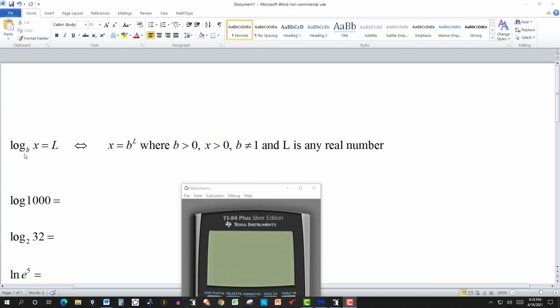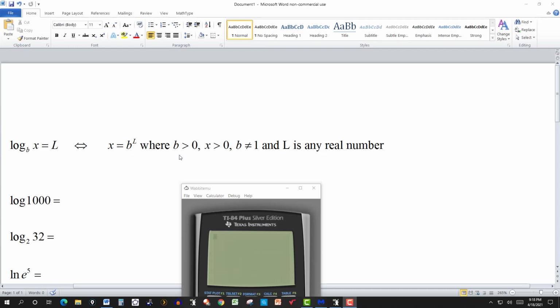So here it is. The log of some number x to some base b is equal to L means, or implies, that x has to equal the base taken to this power L. So you can see here that L is an exponent. So we can say that the logarithm of a number represents an exponent.